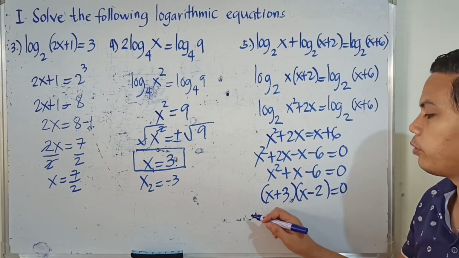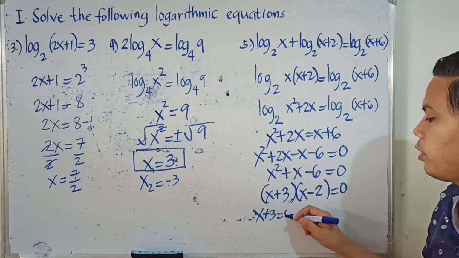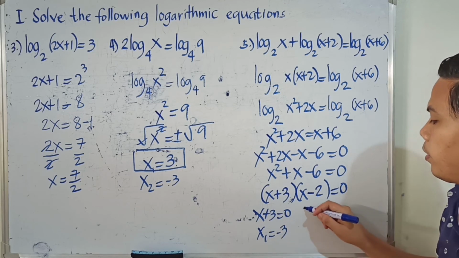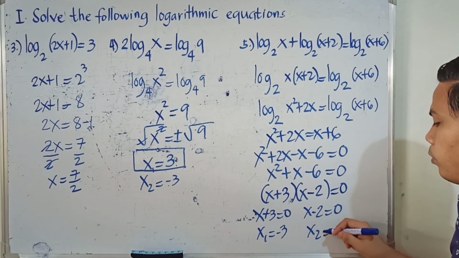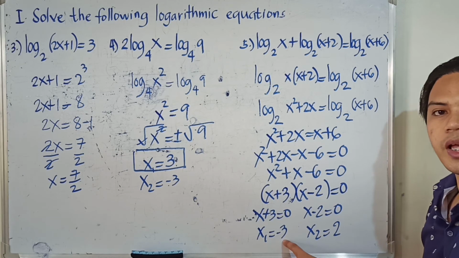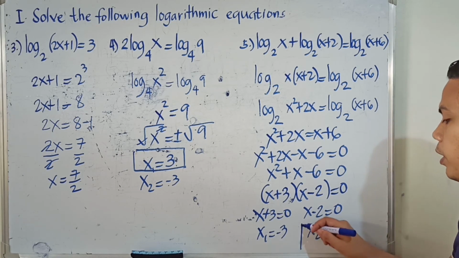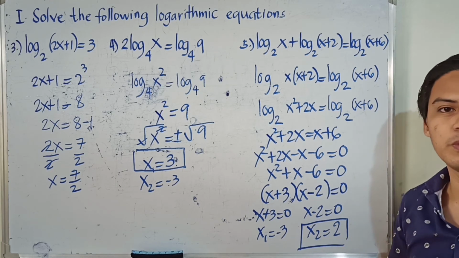So let's solve for the two values of x. x plus 3 is equal to 0. Therefore, x sub 1 is negative 3. Then x minus 2 is equal to 0. Therefore, x sub 2 is equal to 2. So, since one is negative, this is an extraneous root. So the final answer would be the positive one only, which is x is equal to positive 2.